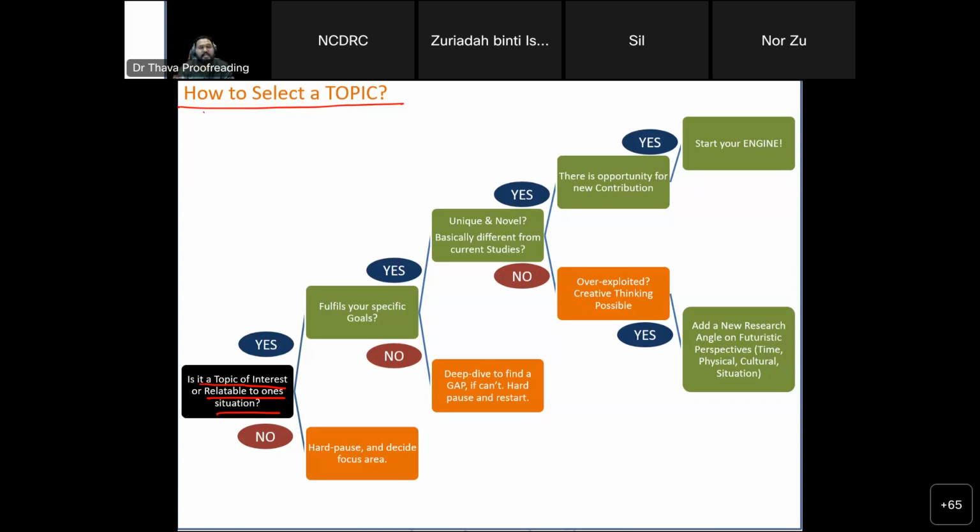So that's where analytical idea mining will come in today. Okay, so from this point, if it is a yes, the next question you should ask is, does it fulfill your goals or not?